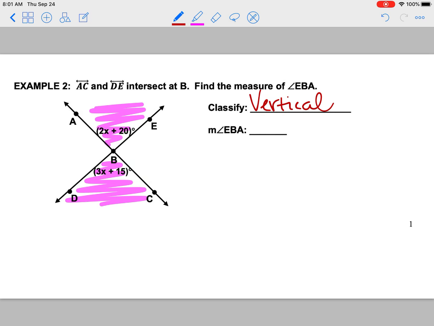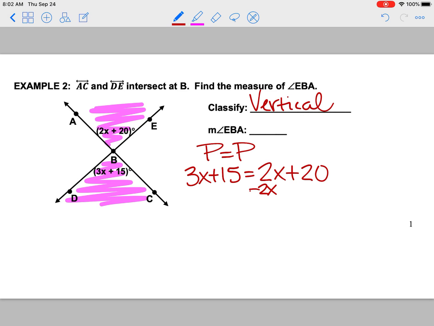We talked about on the last slide that anytime you have vertical angles, you will set up part equals part. And so now we can substitute what we have in for those two parts. I have 3x plus 15, and I also have 2x plus 20. Doesn't matter which one you put first, it'll all work out. So we can subtract the 2x, and I'm going to go ahead and subtract the 15 at the same time. And so if we combine our x's, we're left with 1x. If we combine our constants, we're left with 5.